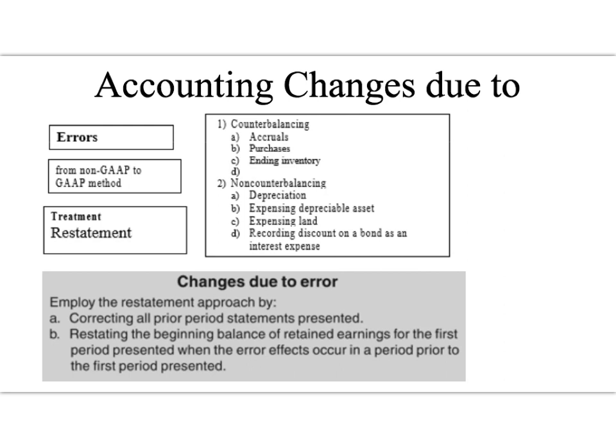What do we do in this case? Again, restatement. What's restatement? It's the same as a retroactive, basically. So what do we do? Correct all prior period statements presented. Didn't I just say that in the other one? Because again, it's retrospective. It's the same thing, even though they call it restatement. And then we're going to restate the beginning balance and retained earnings for the first period presented, when the error occurred, and in the period prior to the first year presented.